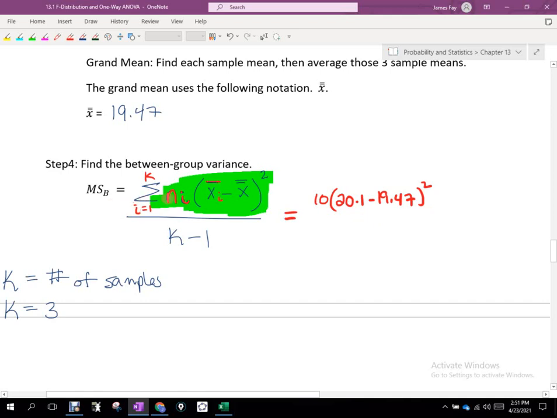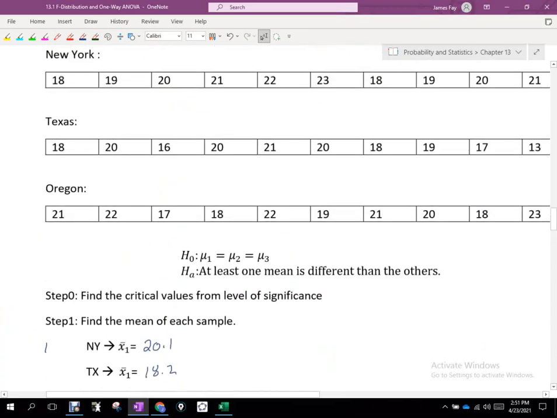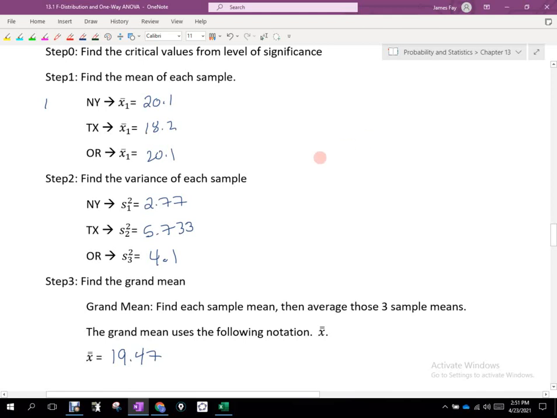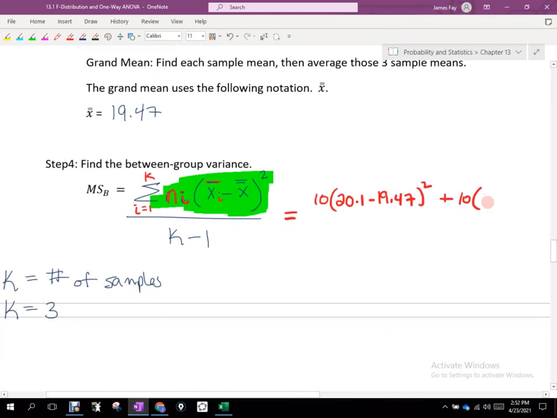Because this is a summation, that's what we get for i being 1. Now we've got to go to i being 2. So if i is 2, we're looking at the sample size for sample 2, which again was 10. And then x bar sub 2, which is the sample mean of sample 2. I guess I didn't edit these. That should be a 2 and that should be a 3 there. It is 18.2. So 18.2 minus 19.47. We'll square that.